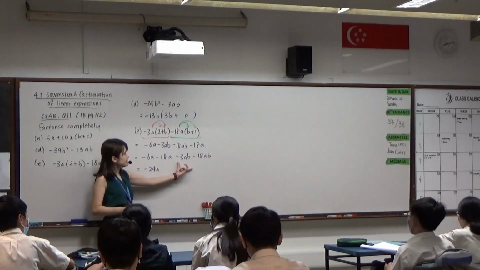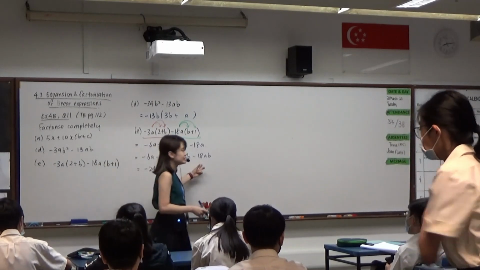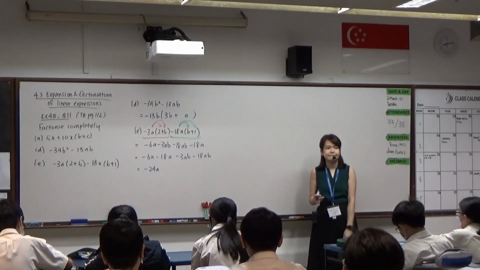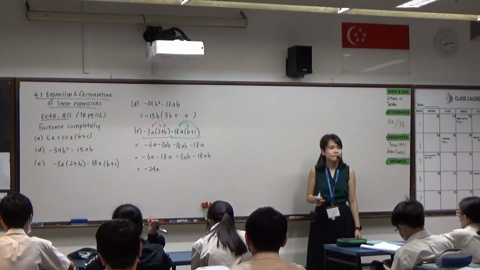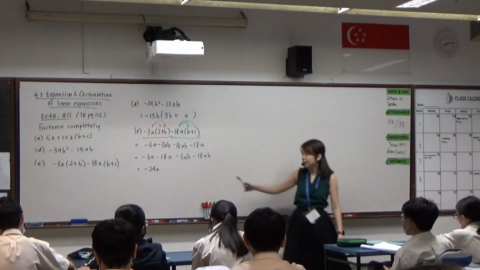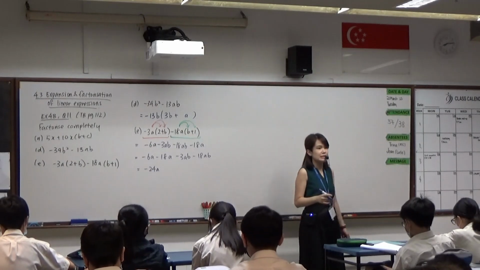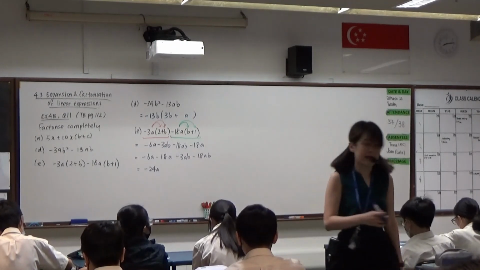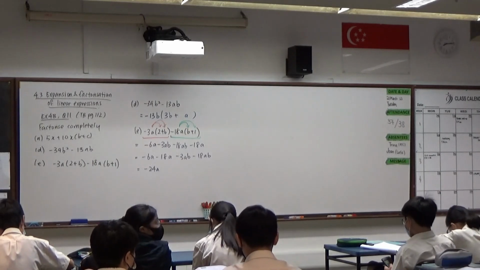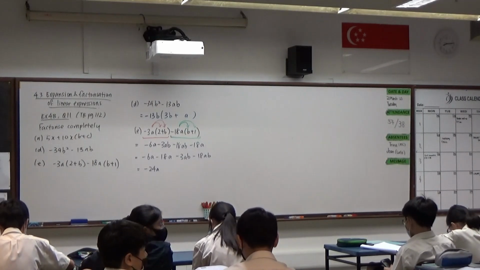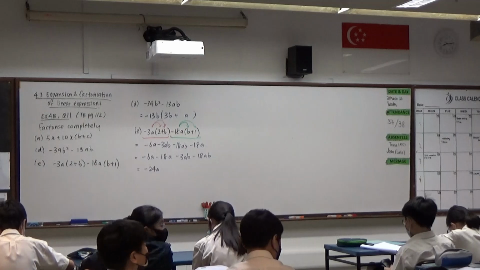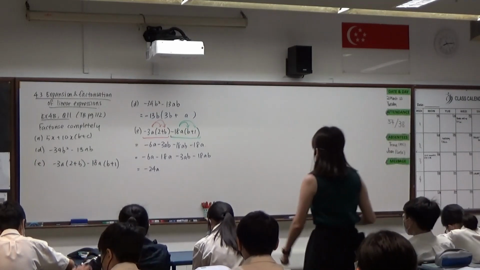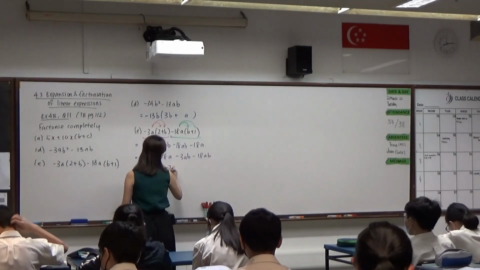And then this last one, okay, minus 3AB and minus 18AB. What do you think we will get? Share what you think. What is negative 3AB minus 18AB? Yeah, you can see, right? Negative 3 minus 18 is negative 21. Okay, so negative 21AB.